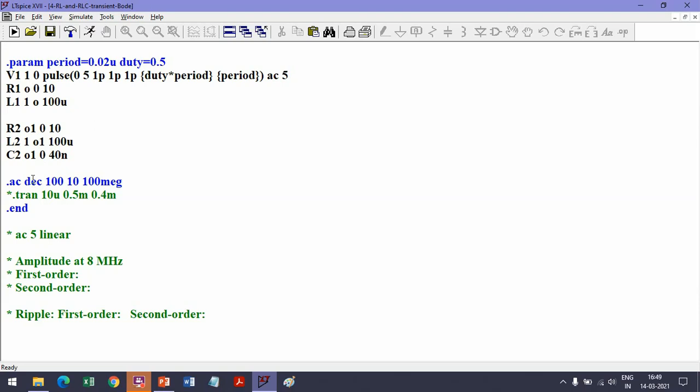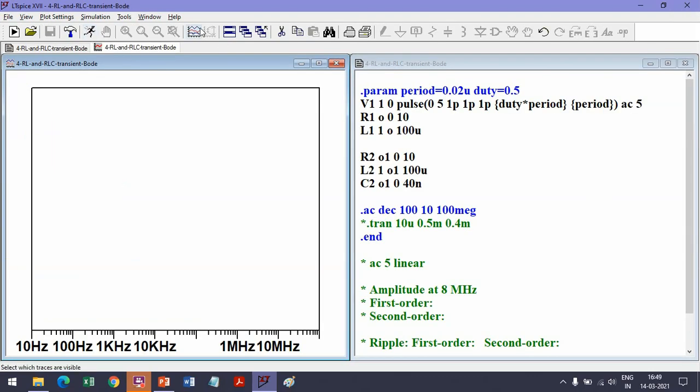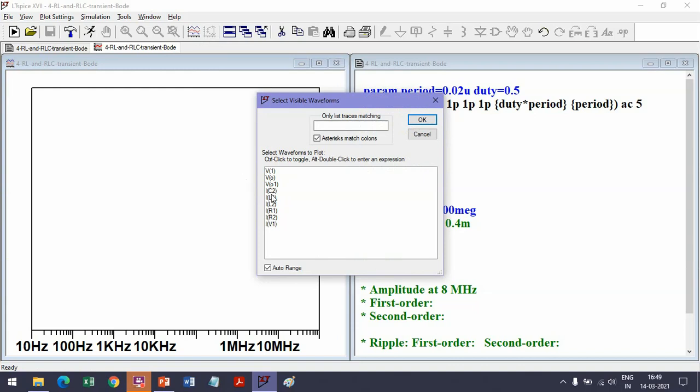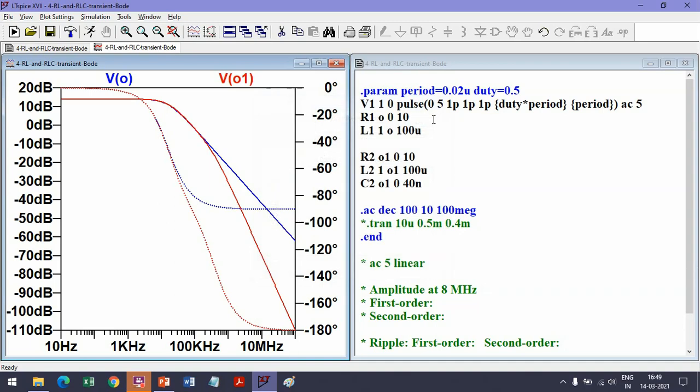Alright, so now let us simulate this, and I'm doing a Bode plot, and let us plot both the output voltages of the RL circuit and the RLC circuit, the first order and the second order low pass filter.